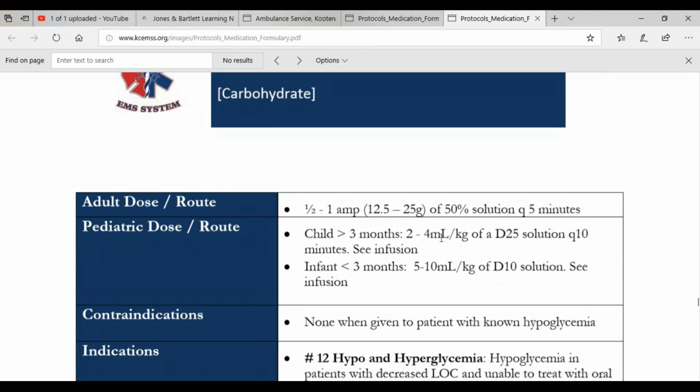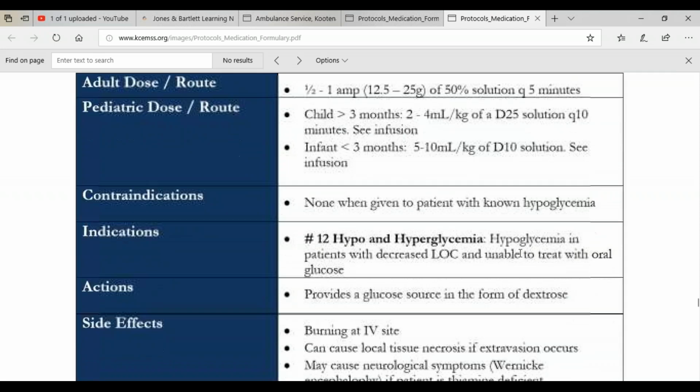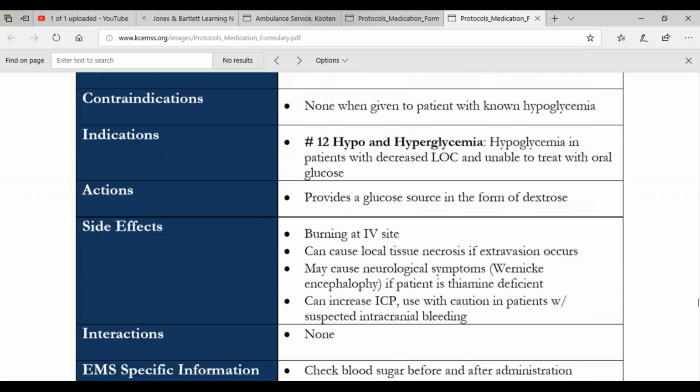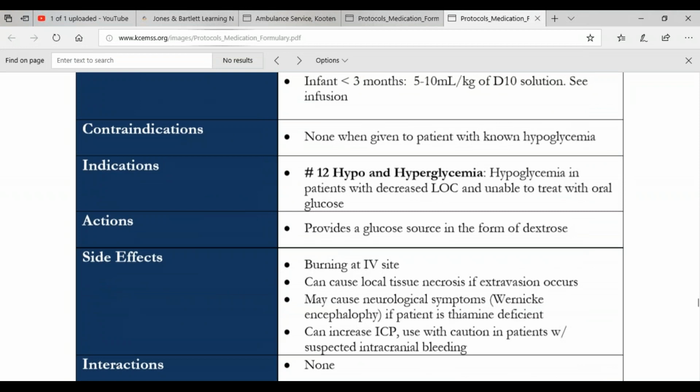So the D50, half an amp to an amp. I would suggest starting with a half an amp and then reevaluating, using the other half if you need to. Just be familiar with these protocols and the formularies, contraindications, side effects, things like that. So.